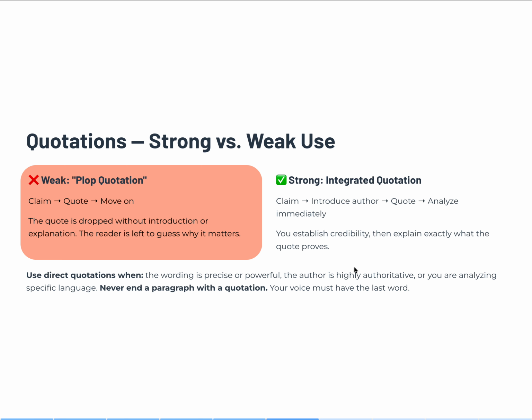Remember, discussing the significance of your evidence develops and expands your paper. So make sure you don't leave any quotations hanging without any analysis.